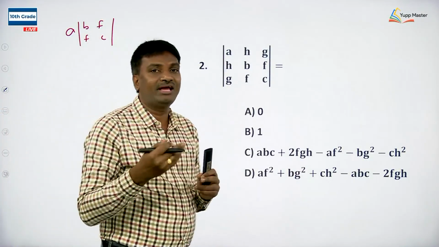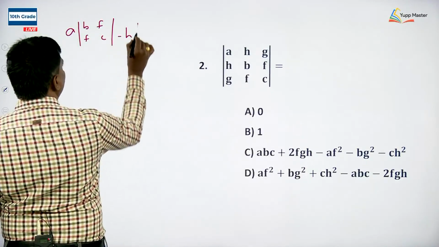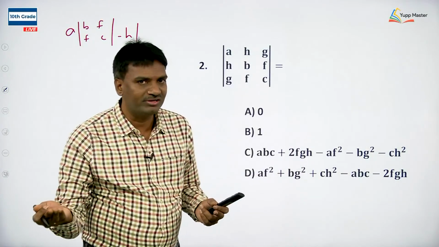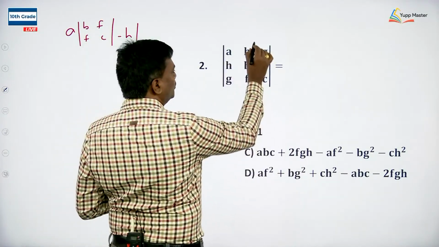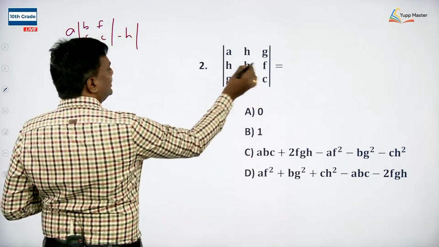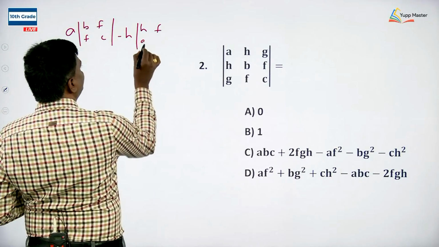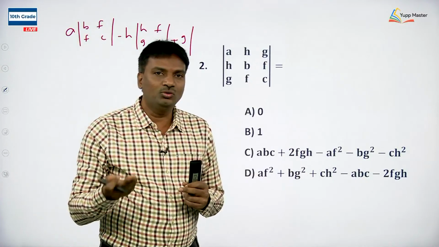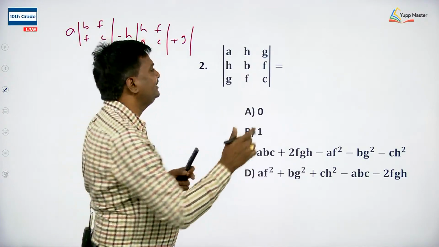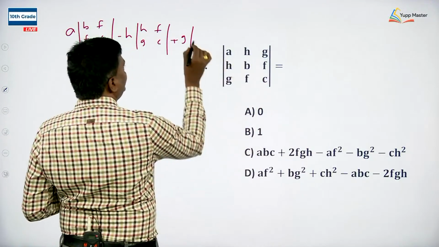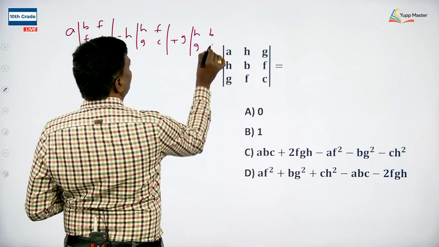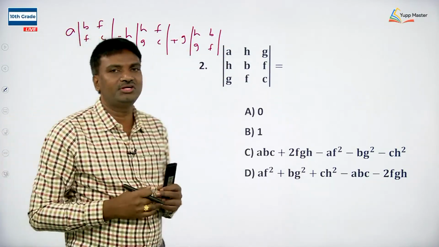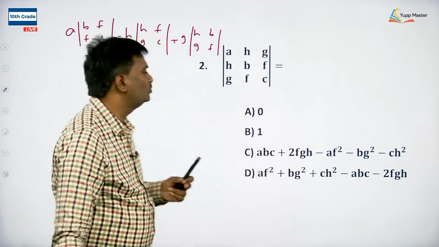Next for H, you will get the sign minus. So that is minus H into the cofactor of H. Cofactor of H means we have to eliminate the row and the column containing H, that is the first row and second column. The remaining elements are H, F, G, C. Plus G into the cofactor of G. By eliminating the row and column containing G, the remaining elements are H, B, G, F. So this is a 2 cross 2 matrix, this is a 2 cross 2 matrix, this is a 2 cross 2 matrix. Expand the determinant of those 2 cross 2 matrices.